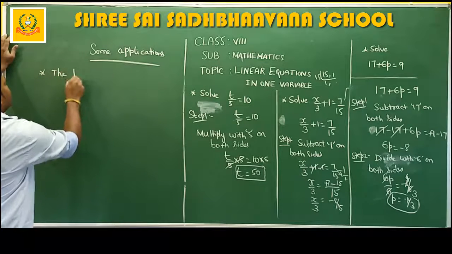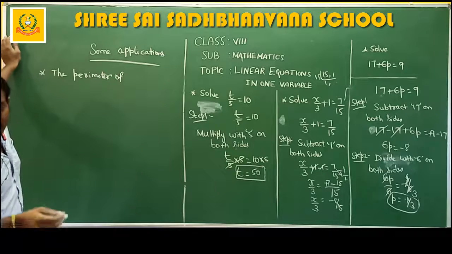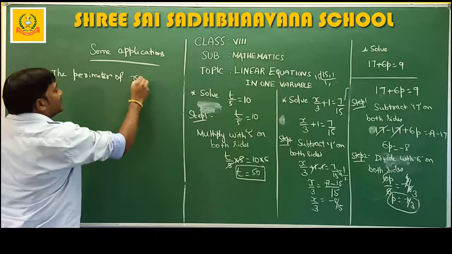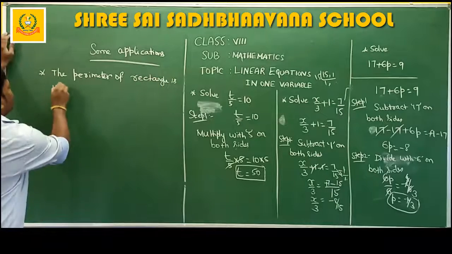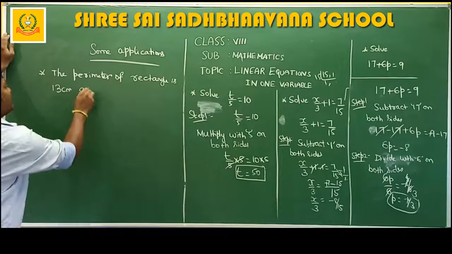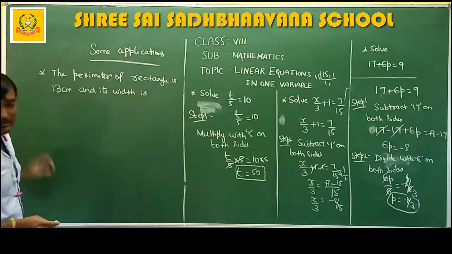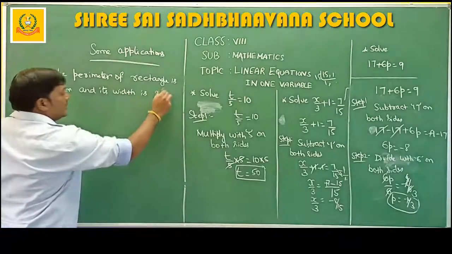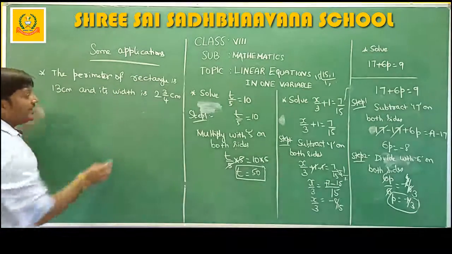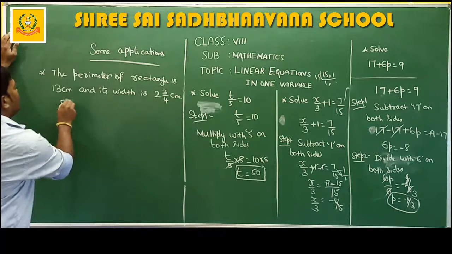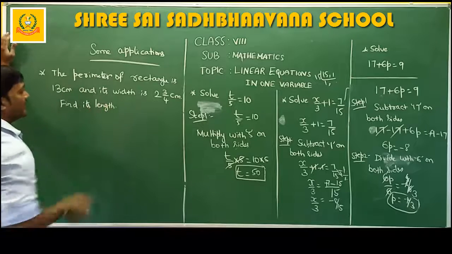The perimeter of a rectangle is 13 centimeter, and its width is 2 3 by 4. Remember, here it is in mixed fraction, which is 2 3 by 4 centimeter. Find its length. We have to find the length of the rectangle.